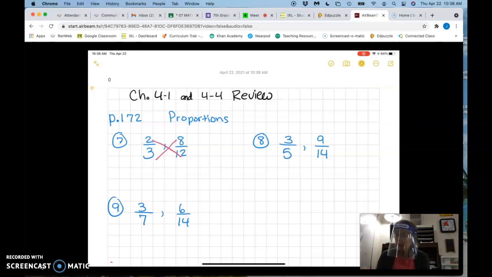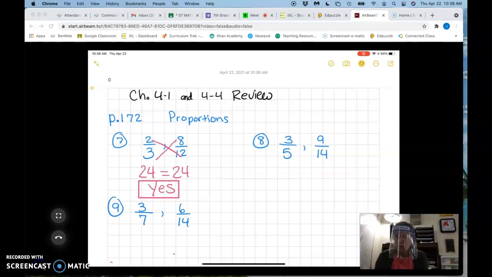So what is 2 times 12? 24. Ooh, that was fast. And what is 3 times 8? 24. Ooh, so do these two numbers equal each other? Yes. Yes, these ratios are a proportion. That was awesome.